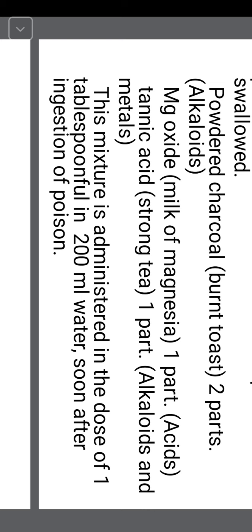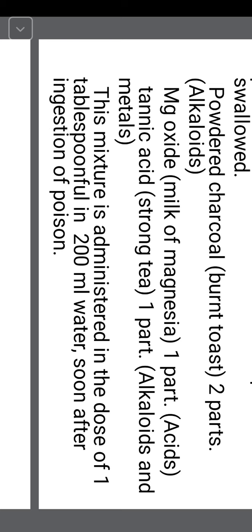Then magnesium oxide, that is milk of magnesia, is an alkali. That is to be taken in 1 part. It will neutralize the acid. And third is tannic acid. Tannic acid is strong tea. You know what is present in the tea? Tannic acid, tannin. So this tannic acid is to be taken in 1 part. It will again neutralize the alkaloids and metals. So these 3 substances: powdered charcoal in 2 parts, magnesium oxide in 1 part, and tannic acid in 1 part.